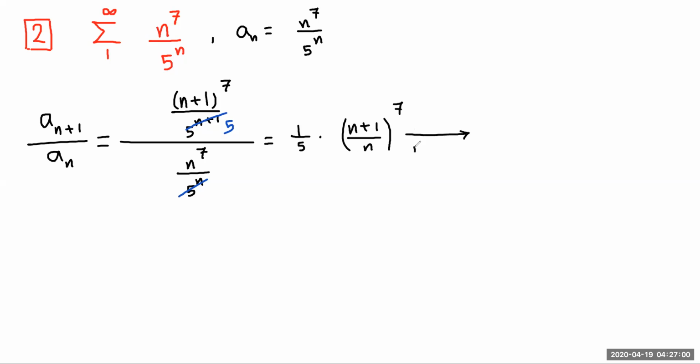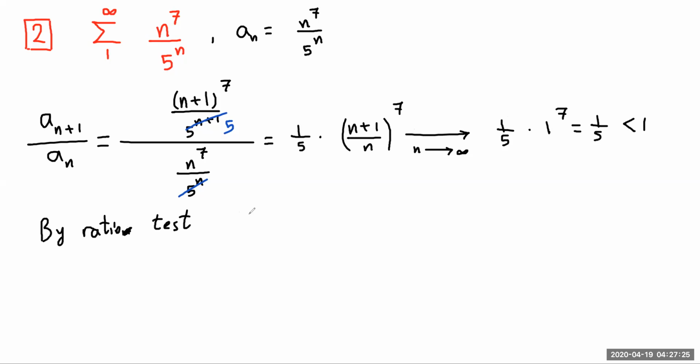So what is the limit when n goes to infinity? It's 1 over 5 times 1 power 7. So the final answer is 1 over 5. It's less than 1. Now, by ratio test, sigma an from 1 to infinity converges.